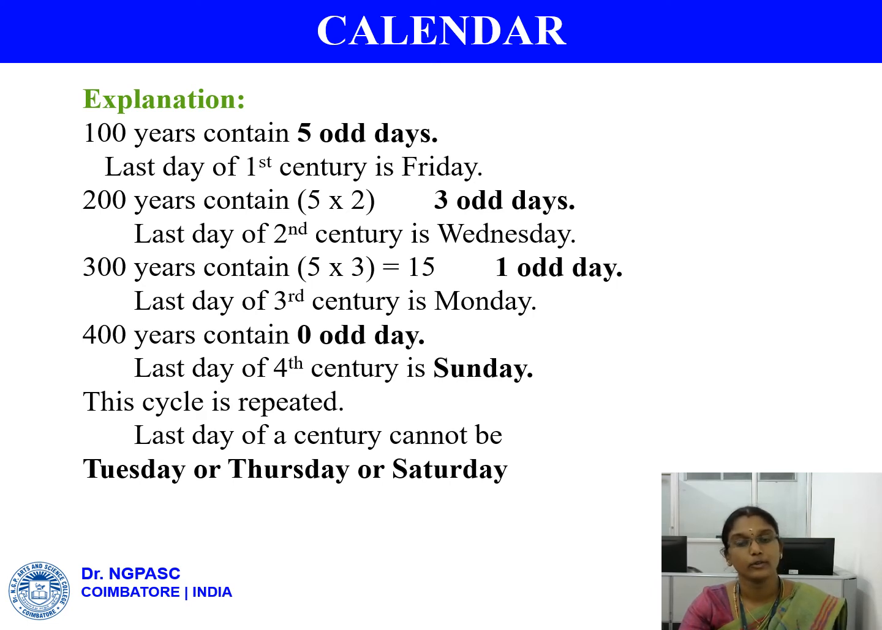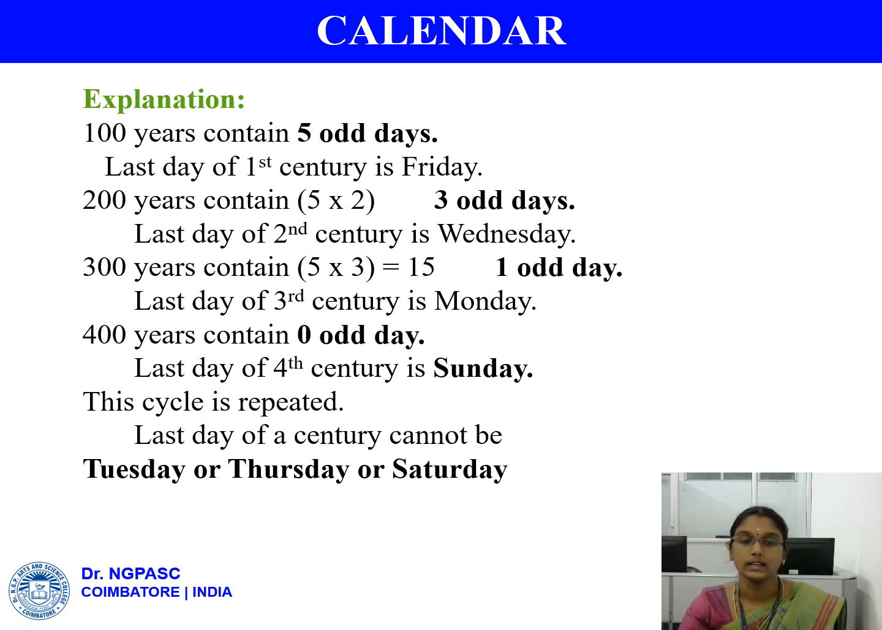For 300 years, 5 into 3 is 15. So 15 divided by 7, 2 times 14, the remainder is 1 odd day. So the last day of the third century is Monday. For 400 years, 0 odd days, because 400 years is a leap cycle, so it's 0 odd days.